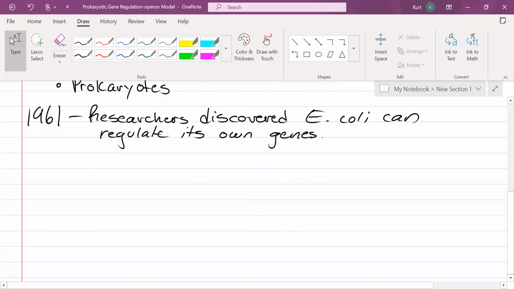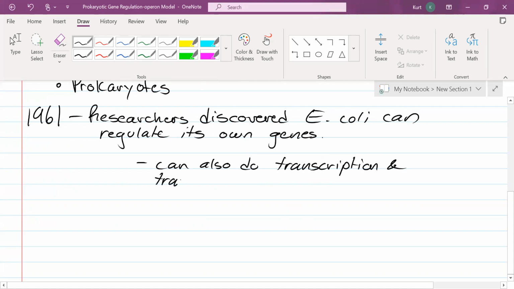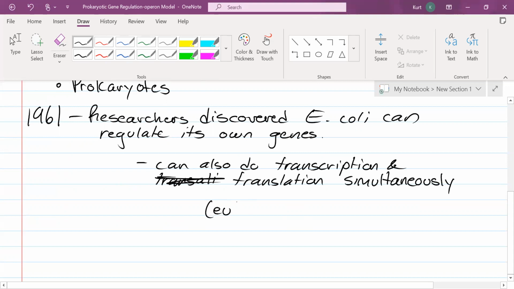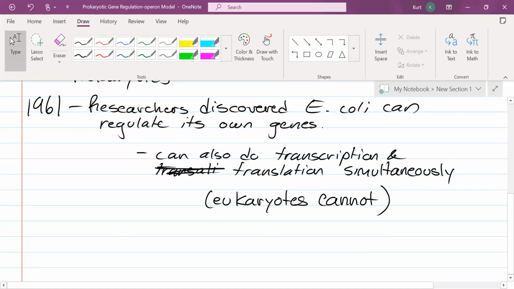Not only did these researchers discover that bacteria like E. coli can regulate their own genes, they can also do transcription and translation at the same time. We can't do that. They can do transcription and translation simultaneously. We have to do all of transcription first, and then we can go to translation when we're done. We can't do them at the same time.